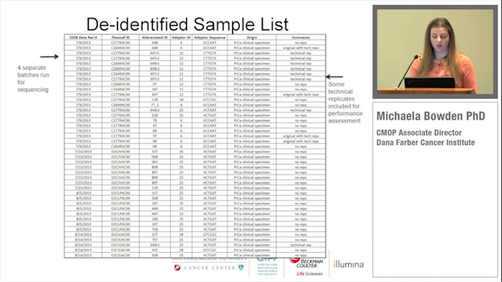This is just our sample list, and it's really to draw attention to the fact that these are batched. They were running 4 separate runs at different times, and then we included a bunch of technical reps, so that would allow our bioinformatics people to understand better what's going on and, by automating it, whether you actually get better quality data.